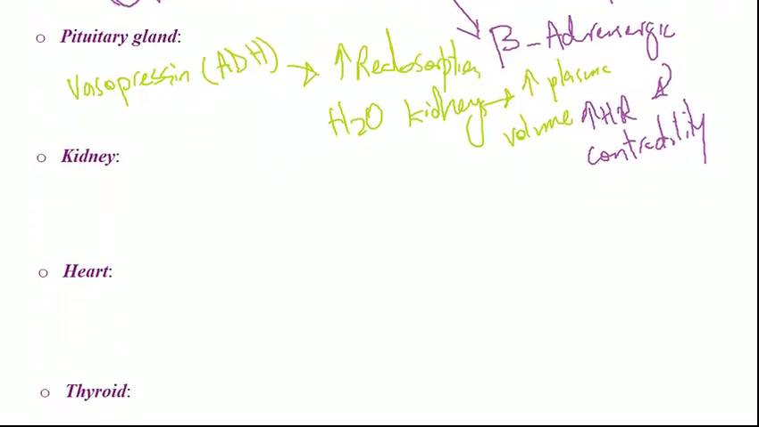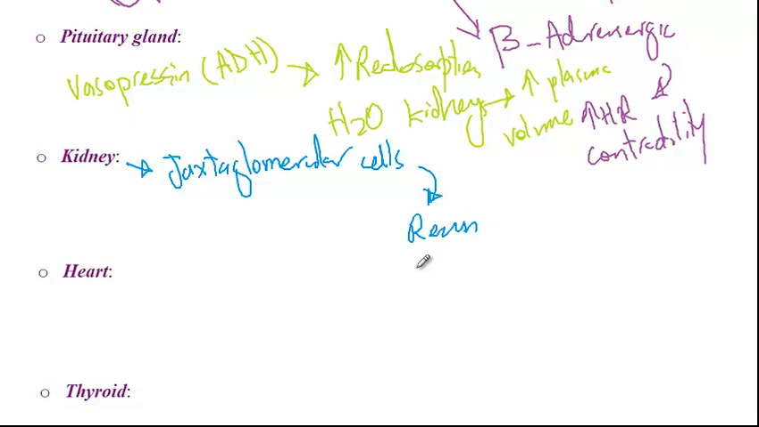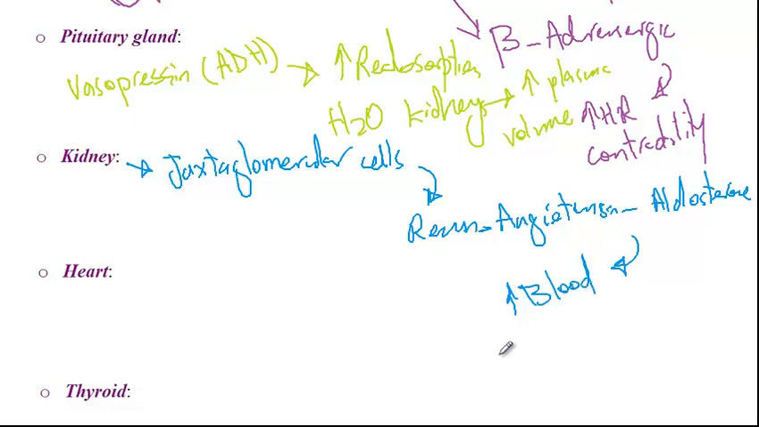Next we have the kidneys, and kidneys, with the help of the juxtaglomerular cells, they release renin in order to activate the angiotensin, and then angiotensin itself will activate aldosterone. So therefore here we have the activation of renin, angiotensin, aldosterone system, as a consequence of which there will be increase in blood volume and pressure.